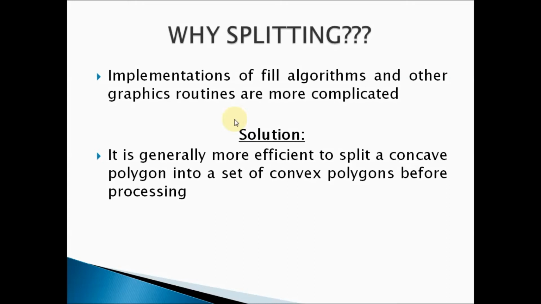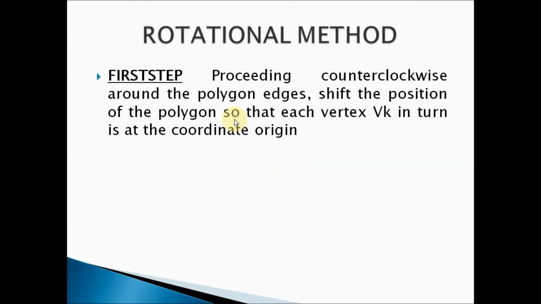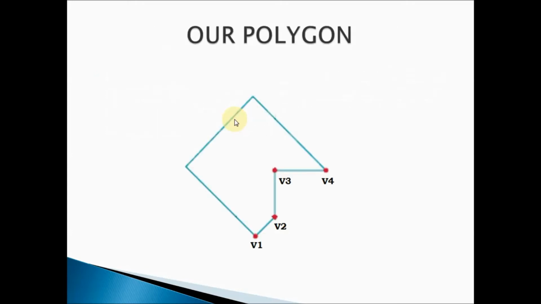So now, to split a concave polygon, I'm using a rotational method. I'm using a rotational method to split my concave polygon into convex polygons. This is our example here. I'm going to explain this method using an example, then definitely it will be easy for you to understand the concepts. This is the example polygon I am taking here to explain this.